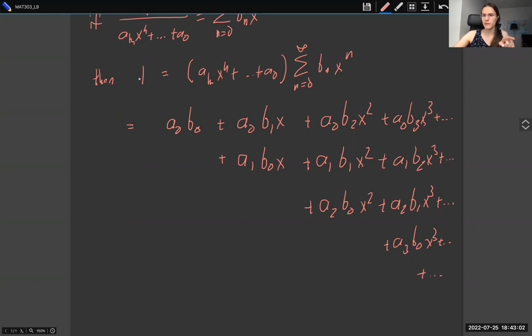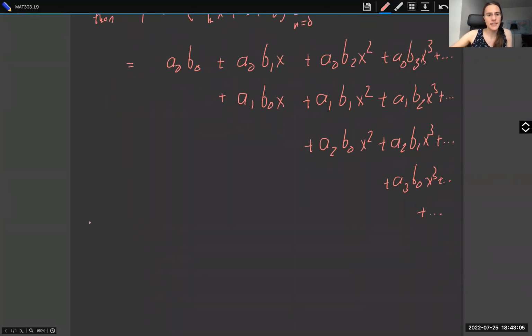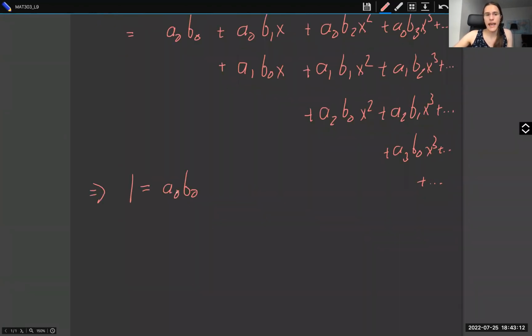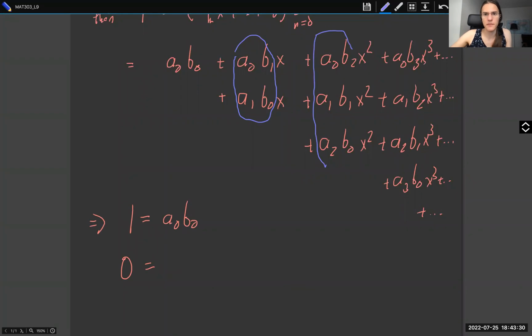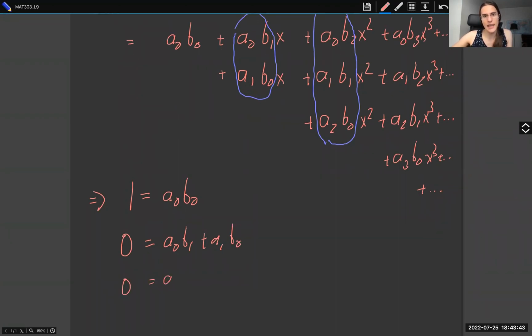So if these two are equal, then all of their coefficients should be equal. So that tells us that 1 is equal to a naught b naught. And that 0 is equal to, that's the next coefficient. And then we go down these columns. And you can actually see what the pattern is pretty easily. If I write out the first two, you'll see what the pattern is. So it's a naught b1 plus a1 b naught. For the next one, it's a naught b2 plus a1 b1 plus a2 b naught.